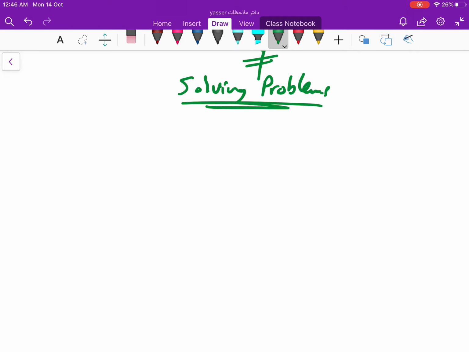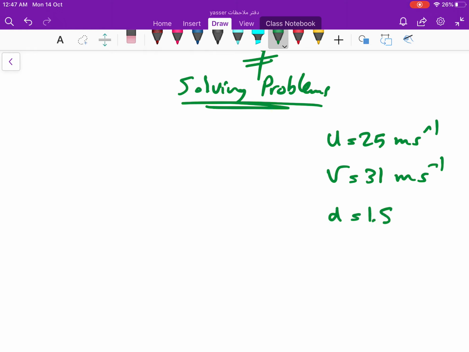A car is increasing its speed from 25 meters per second to 31 meters per second. So the initial velocity is 25 meters per second. The final velocity is 31, so v equals 31 meters per second. We have a uniform acceleration of 1.8 meters per second squared. How far does it travel while accelerating? He's asking for the displacement.